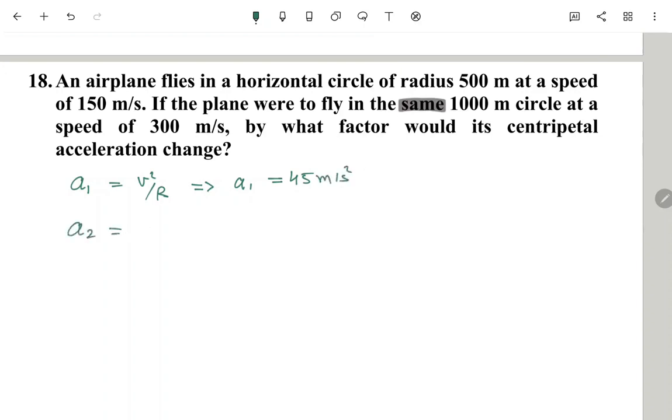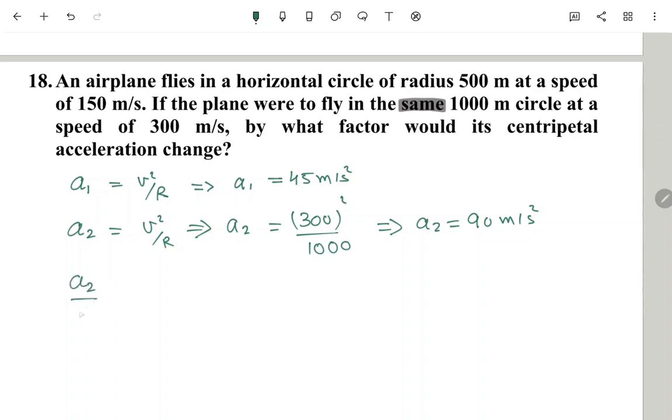a2 equals v square over r. In other words, a2 is equal to 300 square over 1000. In other words, a2 equals 90 meters per second square. Now a2 divided by a1 is equal to 90 over 45. In other words, a2 is equal to 2 a1. This actually means that if the radius is doubled and the speed is doubled, in this case the acceleration will be doubled.